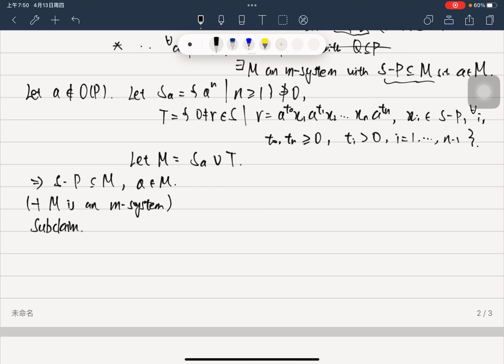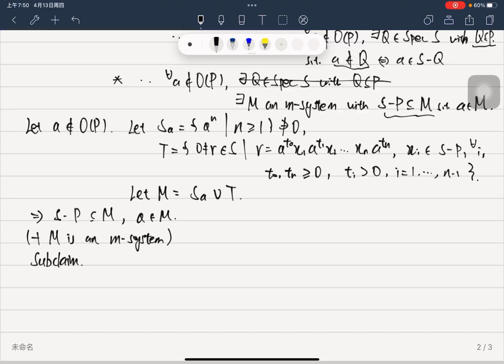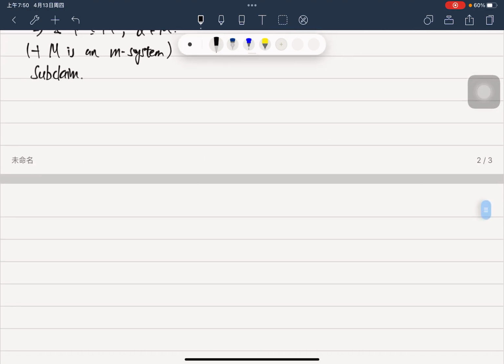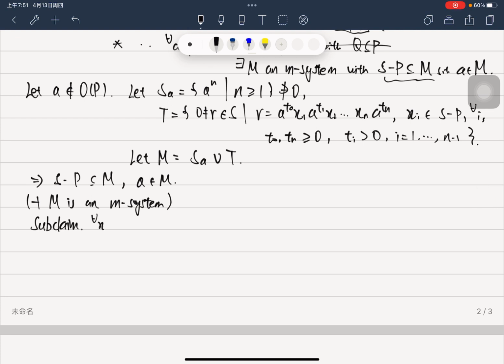How to prove this? We use a more sophisticated condition to prove M is an M system. We know that an M system is defined by this one: for every A, B in the M system, there exists an R such that ARB is contained in S. But here, for every X, Y in M, I'm not going to say that there exists some element in S such that X times this element times Y is in M. I'm going to say that XAY is contained in M. And this also implies that M is an M system.